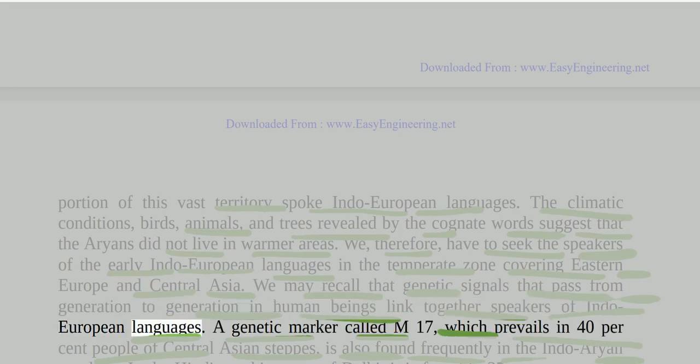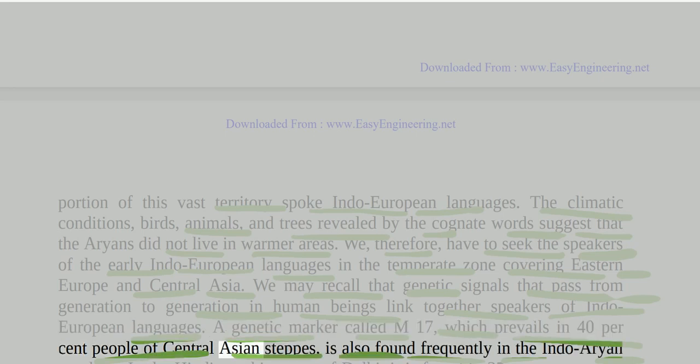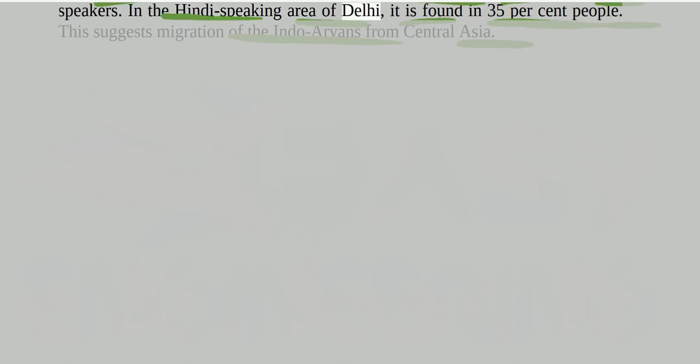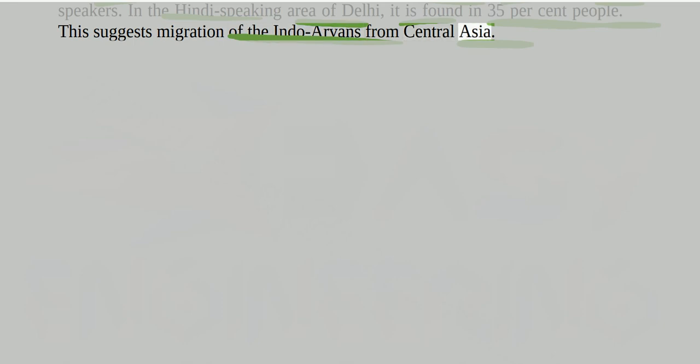of Indo-European languages. A genetic marker called M17, which prevails in 40% of people of the Central Asian steppes, is also found frequently in the Indo-Aryan speakers. In the Hindi-speaking area of Delhi, it is found in 35% of people. This suggests migration of the Indo-Aryans from Central Asia.